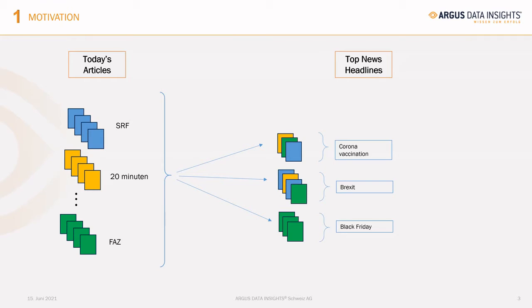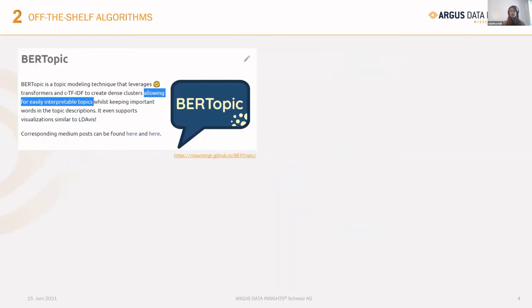To start off this project, I don't want to reinvent the wheel. So I generally start by checking what's already out there. What off-the-shelf algorithms could I use? It turns out that for clustering and topic modeling, there are quite a few algorithms out there. Some of you might already be familiar with some of them. For example, there is an algorithm called BERTopic that allows you to find clusters that have easily interpretable topics.